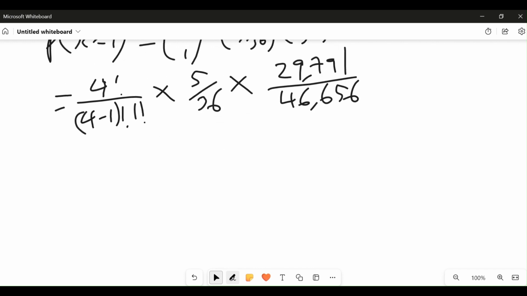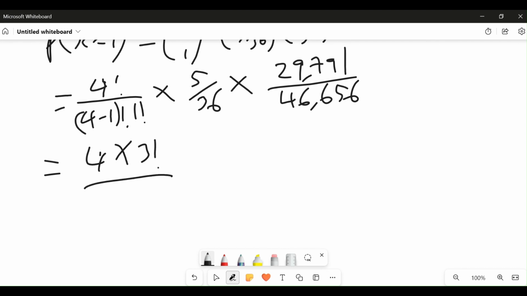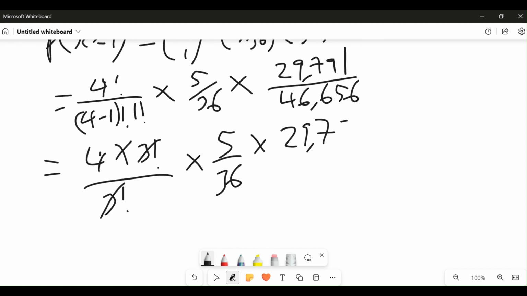All right, let's look at our 4 factorial. This is equal to 4 times 3 factorial all over 3 factorial. We cancel this, we have 4, times 5 over 36, times 29,791 all over 46,656. All right, so just press your calculator.